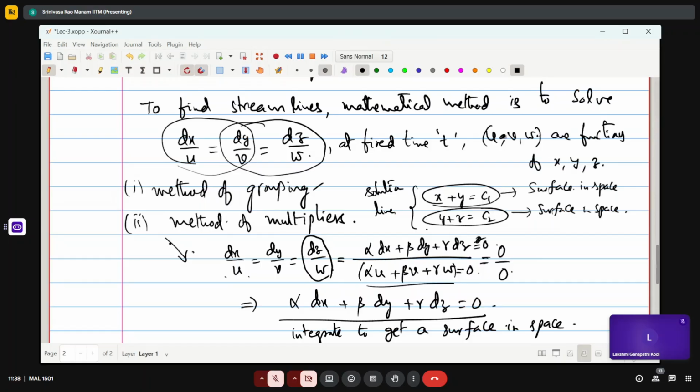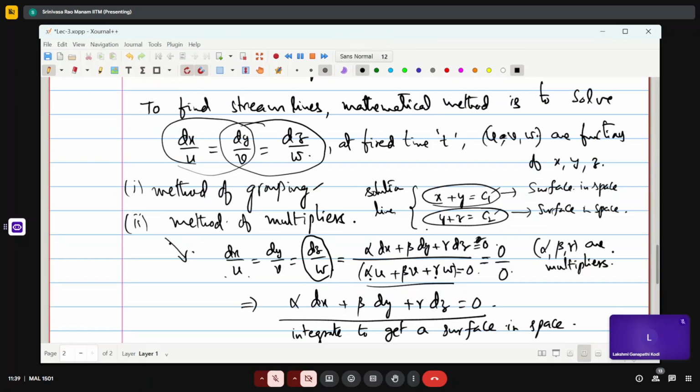Method of grouping may work once, and you may not be able to get one more group to easily solve those differential equations. In that case, you try the method of multipliers. I'm looking for multipliers alpha, beta, gamma. You can look for many alpha, beta, gammas, and that many surfaces you may get, but you need only 2. Two such surfaces with C1, C2 arbitrary constants will give you curves.